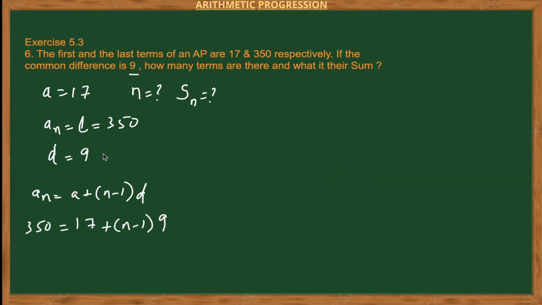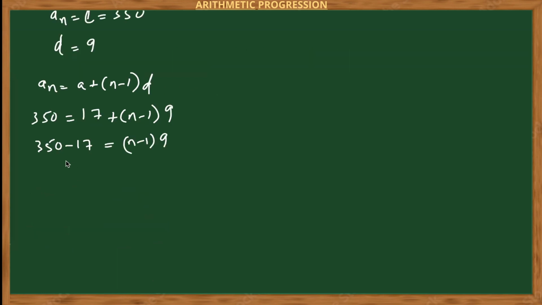We have a given. An is also given. So let's try to simplify it further. 350 minus 17 is equal to n minus 1 into 9. 350 minus 17 comes to 333, which is equal to n minus 1 into 9.